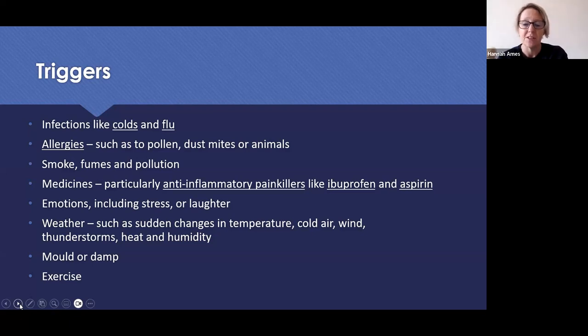Mould and damp, so things such as social housing and poorly heated houses. So again, that's another thing maybe to pick up on in your assessment briefing potentially, and asthma can also be induced by exercise.